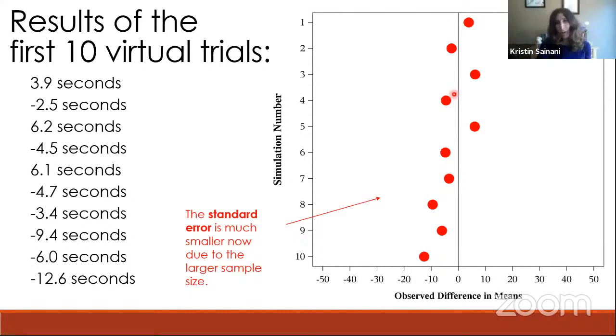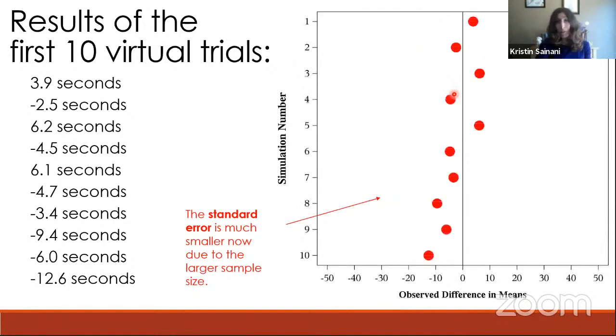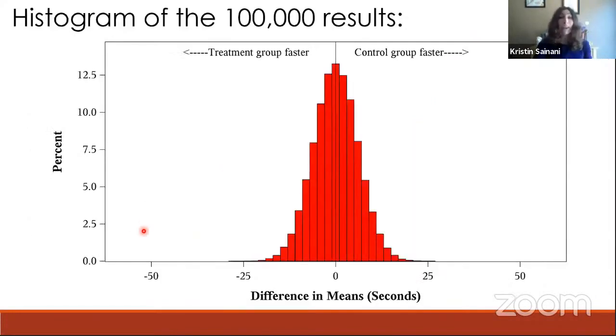And we can compare this visually to when we had 10 per group, and when we have 50 per group, you can see the difference. It's much more tightly clustered around 0. I then plotted this in a histogram so we can look at all 100,000 trials. And what you'll notice is we're still on a beautiful normal curve. We're still centered around 0, but our normal curve is now much, much, much narrower.